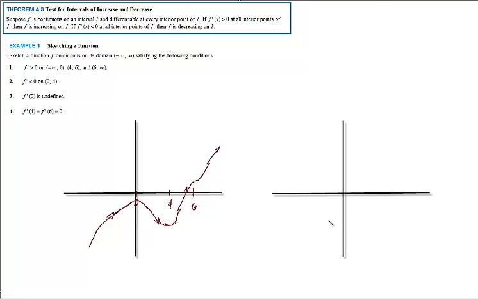All right, so let me put it down here. Actually, it's not too bad. At 0, I want a corner, and it's got to go down. At 4, it's going to turn, and then at 6 it's going to level off and then go back up because it's still increasing. There's my function.